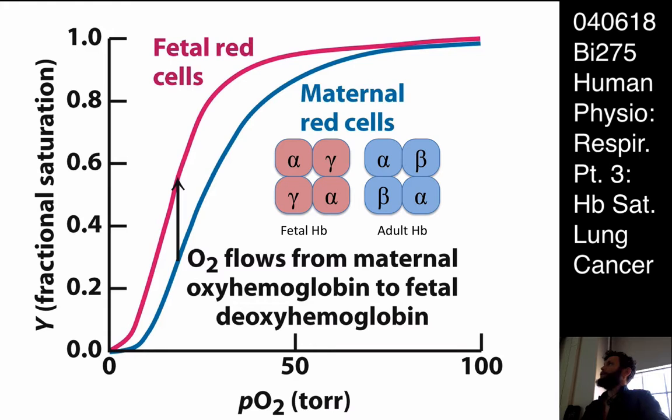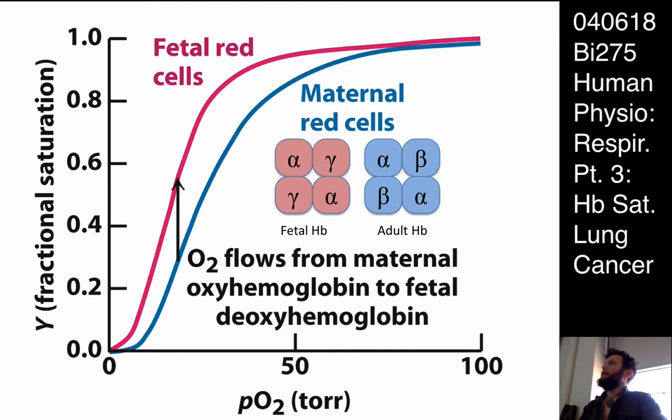In blue is maternal red blood cells, maternal hemoglobin, with alpha and beta subunits. And in the red, we have the fetal hemoglobin with this histidine to serine substitution and a reduced affinity for 2,3-BPG.